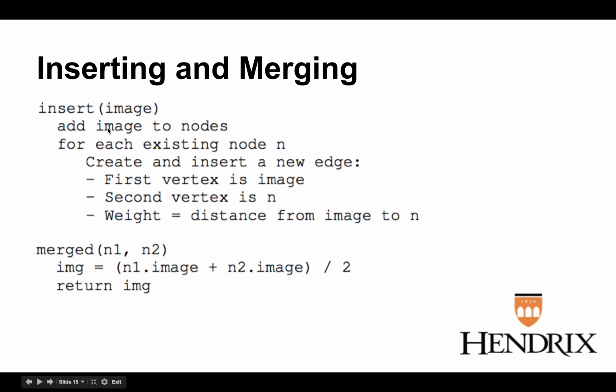To insert, we add the image we're inserting to the nodes. Then for each existing node, we find the appropriate edge size and insert the corresponding edge. So we have to do that for every existing node. Merging is a simple average for this first iteration of the algorithm. We just average all of the corresponding values in whatever the input vector is.